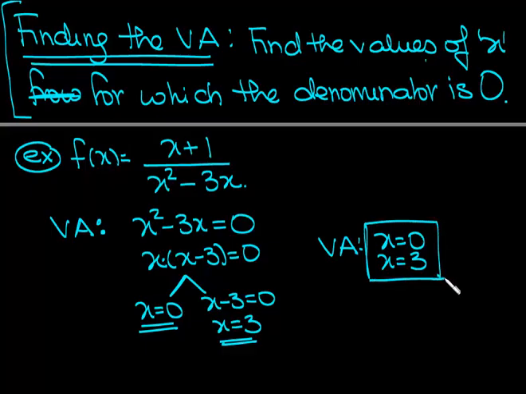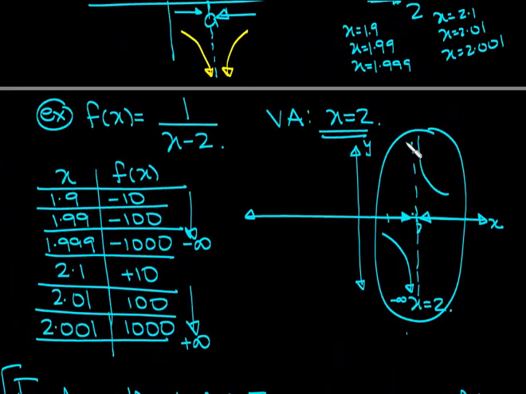So we have two vertical asymptotes. Now remember, the graph can never cross the vertical asymptote. That means there's no way you can have the graph go like this, because that means there's a point here. That means when x is 2, y must have some value. It looks like it's like minus 10 or something.